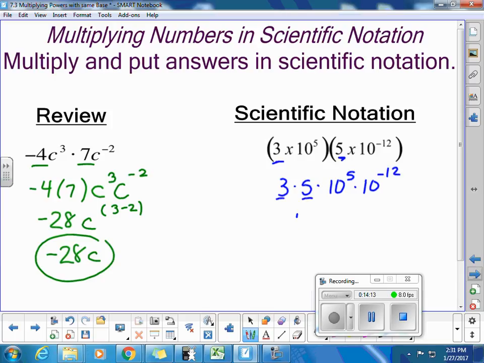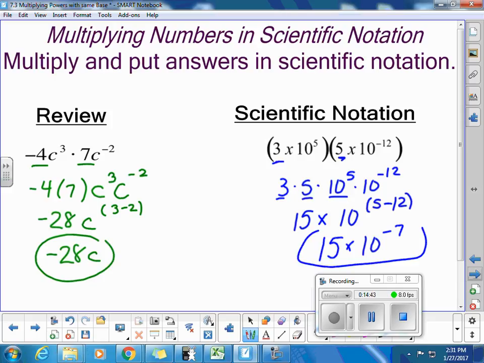3 times 5, 15. I'm going to use x as a multiplication symbol again to put it back in scientific notation. But this is just 10 to the 5 minus 12, or 5 plus negative 12. So that is 15 times 10 to the negative 7. And since it's scientific notation, negative exponents are fine. That just means I'm going to have a very small number. So this would be my answer, 15 times 10 to the negative 7th.